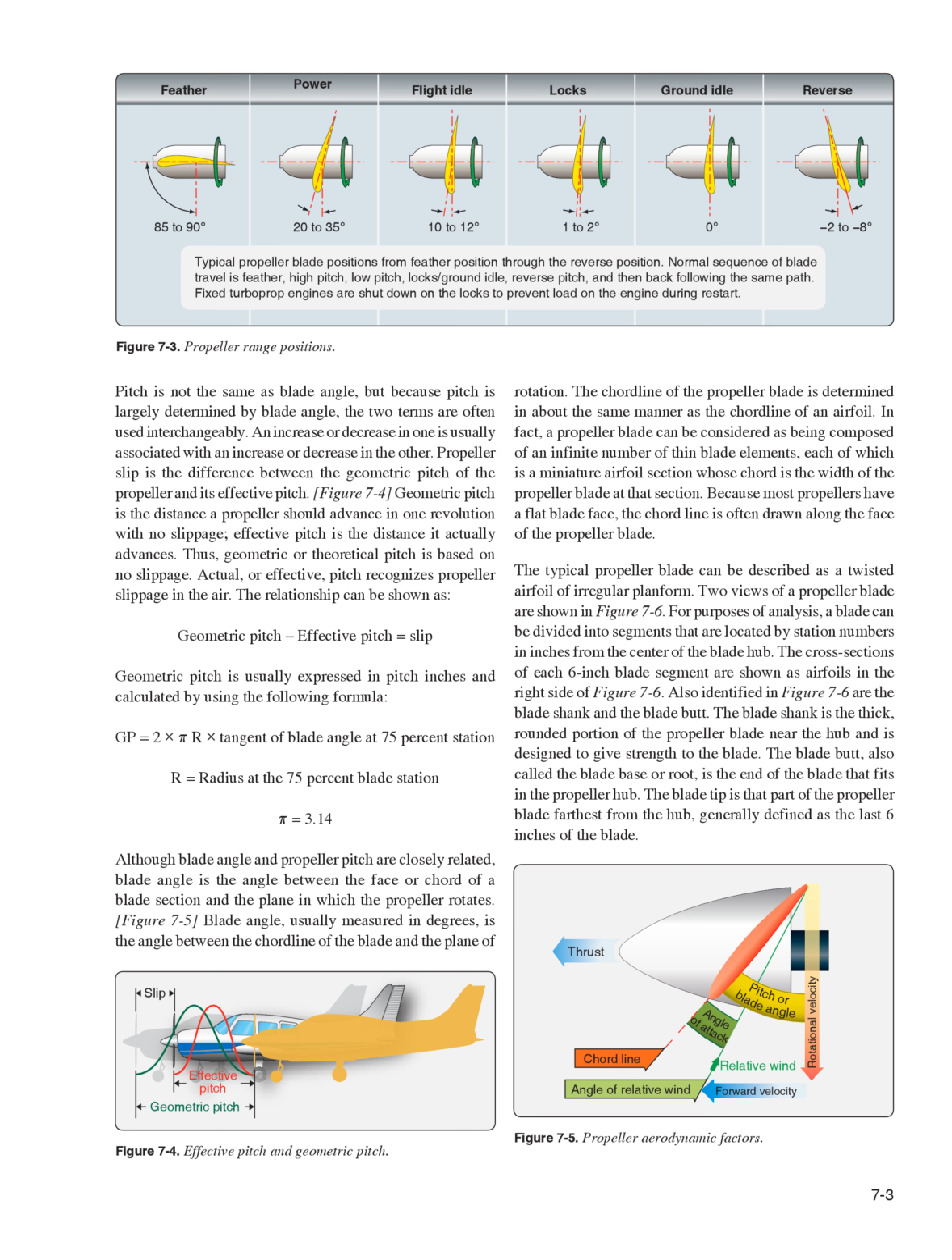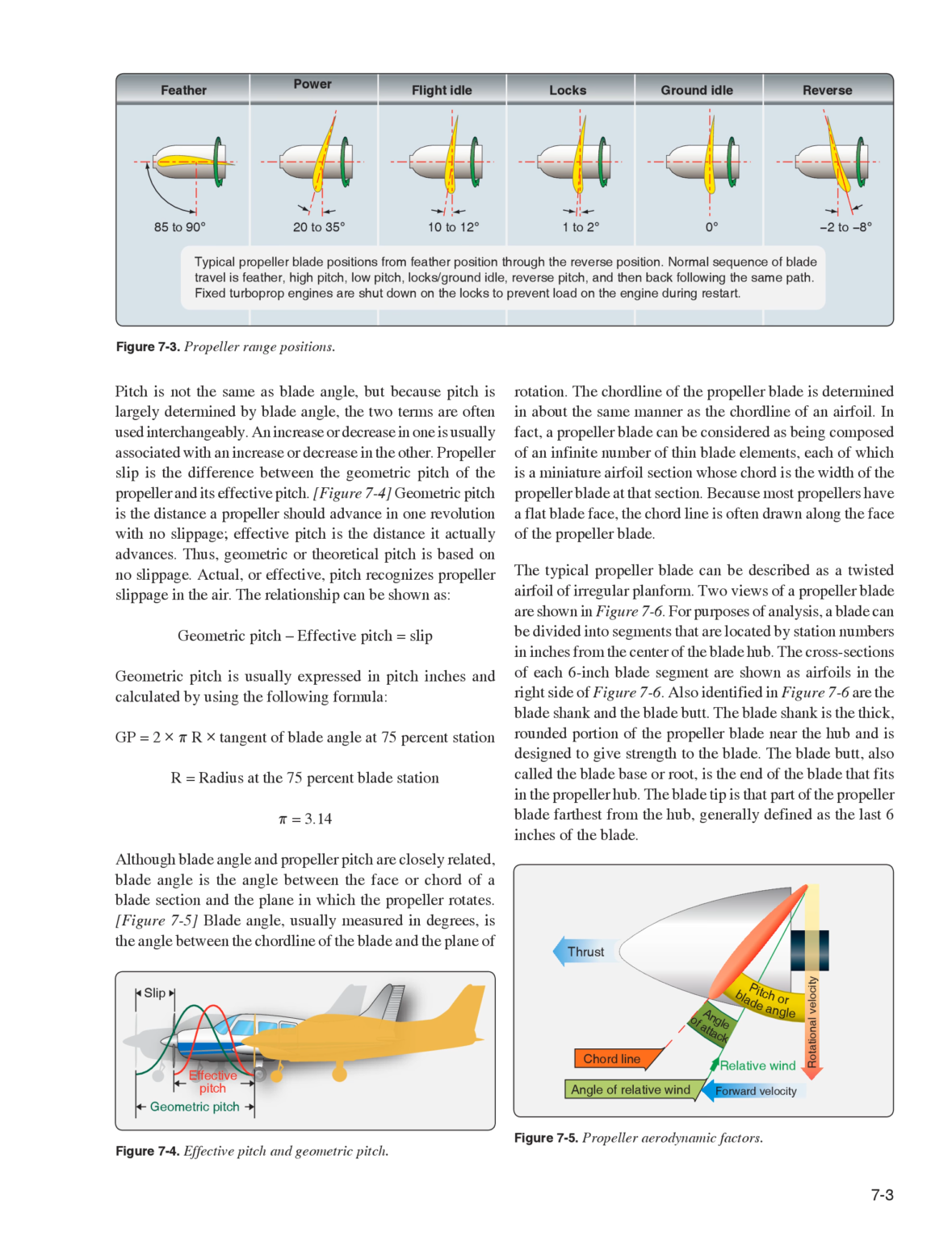In fact, a propeller blade can be considered as being composed of an infinite number of thin blade elements, each of which is a miniature airfoil section whose chord is the width of the propeller blade at that section. Because most propellers have a flat blade face, the chord line is often drawn along the face of the propeller blade. The typical propeller blade can be described as a twisted airfoil of irregular planform.